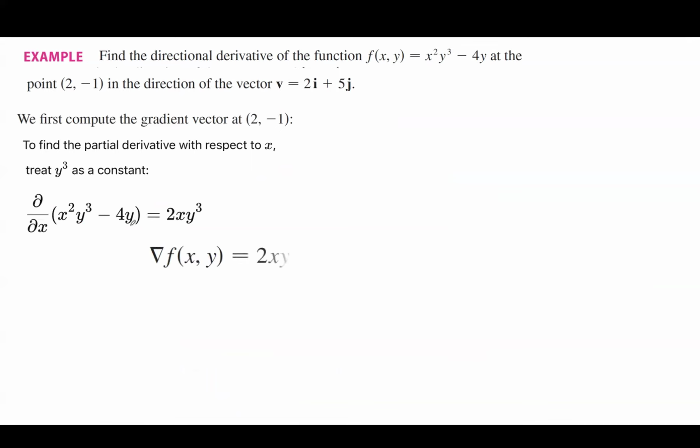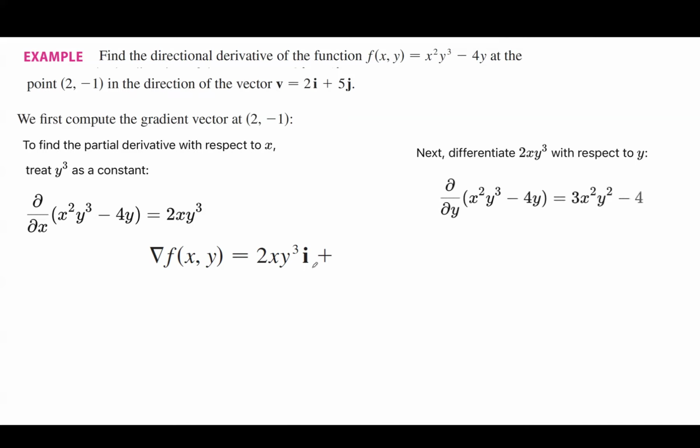So the gradient function is 2xy cubed in the direction of the x-axis plus, let us take the derivative with respect to the second variable y, and here you have x squared y cubed minus 4y. The derivative with respect to y becomes 3, this is the exponent, goes in front of x squared times y to power 3 minus 1, or y squared, minus the derivative of 4y, which is just 4. So the rest of your gradient function is 3x squared y squared minus 4 in the direction of the y-axis.